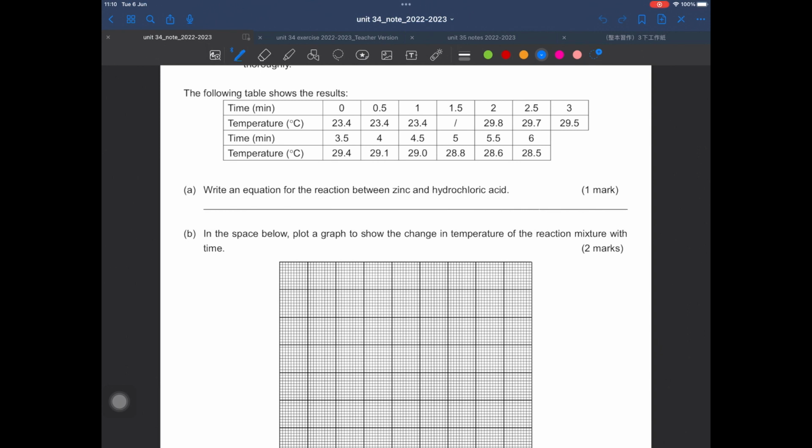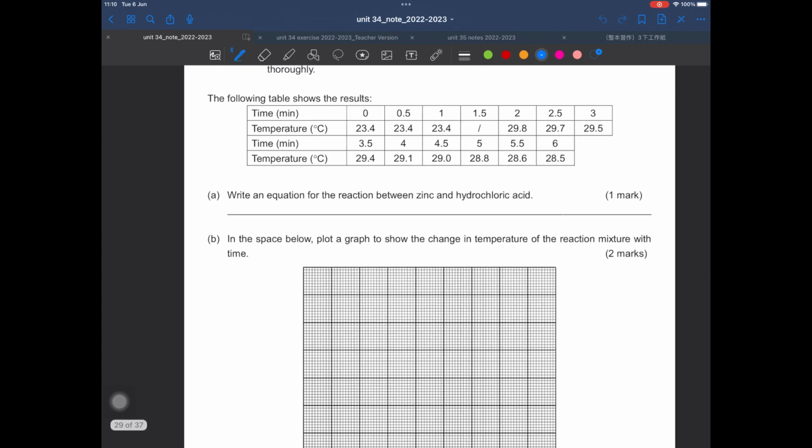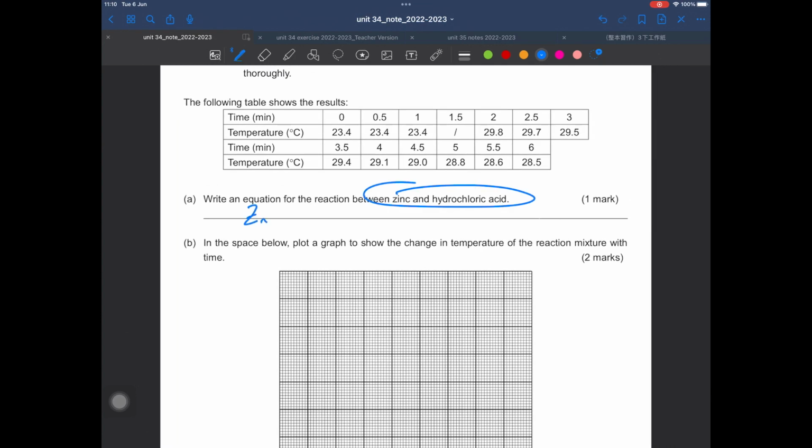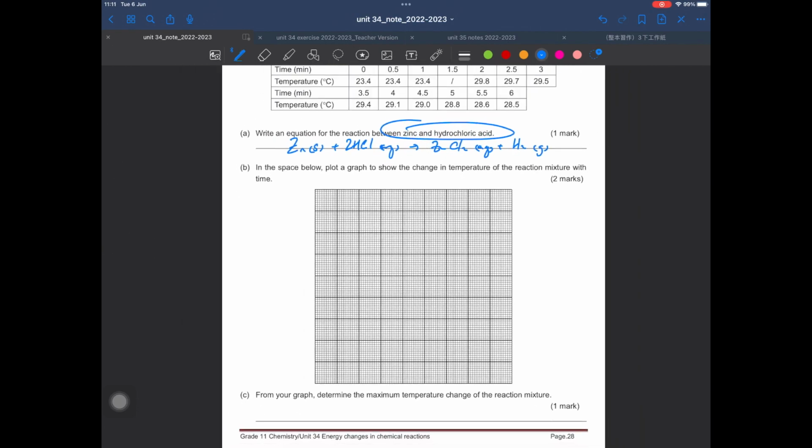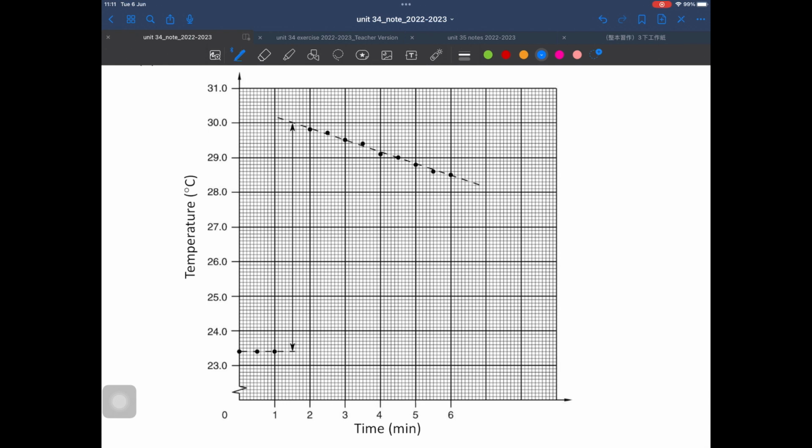Now with the graph paper, you know that you are going to plot a graph of how the temperature of the mixture changes against time. But before that, you are requested to write down the chemical equation between zinc and hydrochloric acid, and here it is. As I mentioned before, I highly recommend you write down the physical state in the questions for this unit with the given data, and here is the graph you're going to plot.